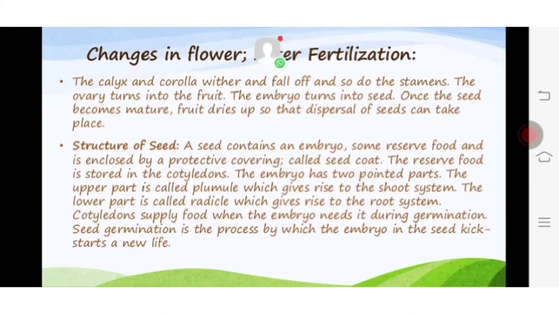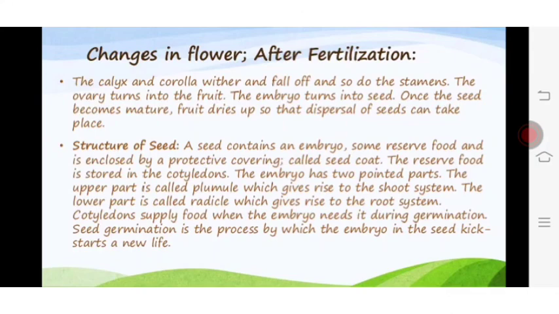So what changes happen in the flower after fertilization? The calyx and corolla wither and fall off, and so do the stamens. The ovary turns into the fruit. The embryo turns into seed. Once the seed becomes mature, the fruit dries up so that dispersal of seeds can take place.